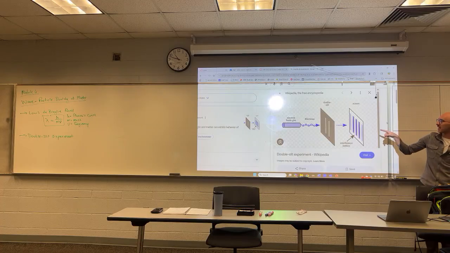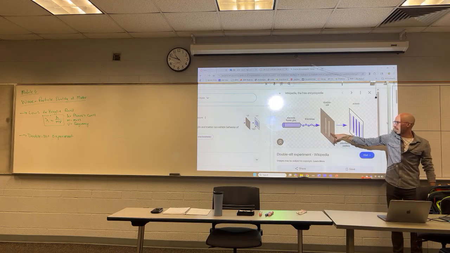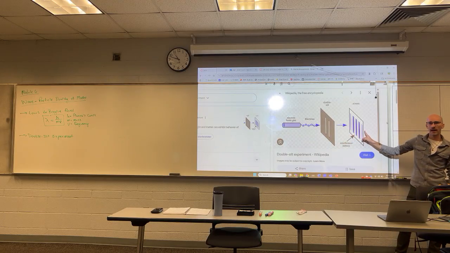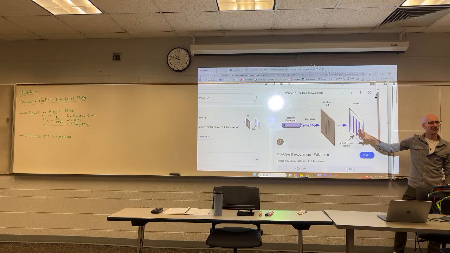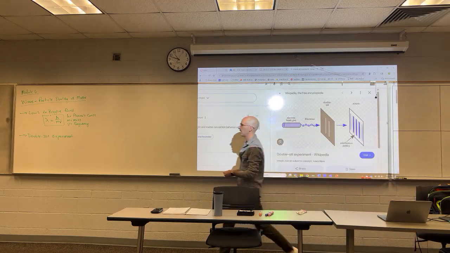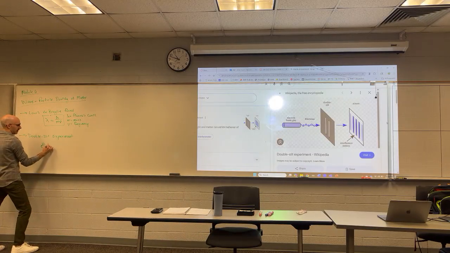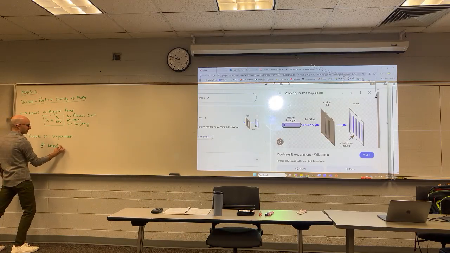But if you do this with electrons, you get the same results. Shoot electrons at a screen that has two slits, and you get this pattern, this interference pattern. It's hard to draw. I'm not going to bother drawing it. I'm just going to say the double slit experiment gave us electron interference patterns.